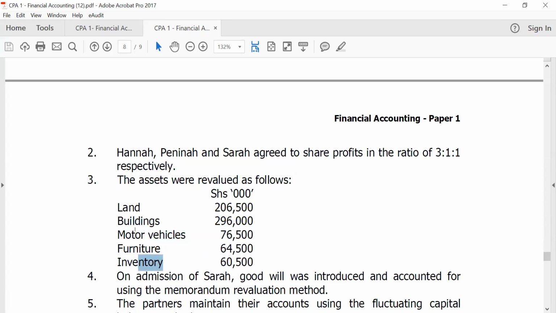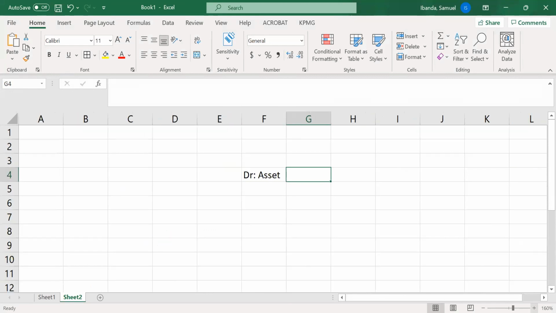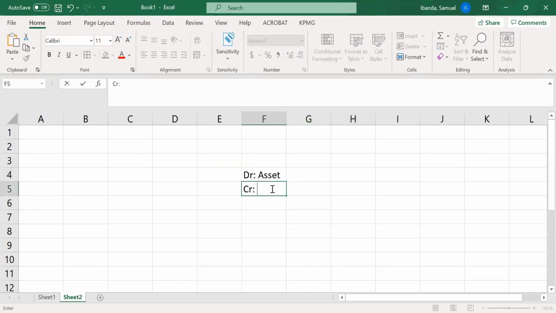Now, just like the way we have it in private sector, when you're looking at revaluation, it is an increase in the value of the asset, okay? And here we debit the asset. Why we debit the asset is because the asset is increasing in value, okay? The asset is increasing in value. And then we credit the revaluation account. We usually credit the revaluation account.